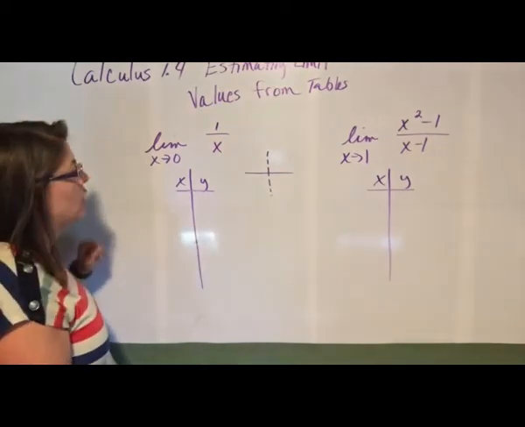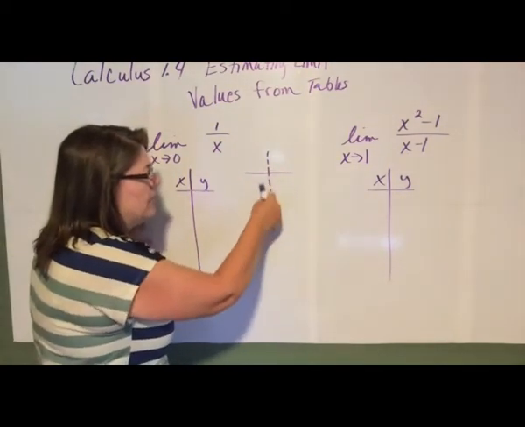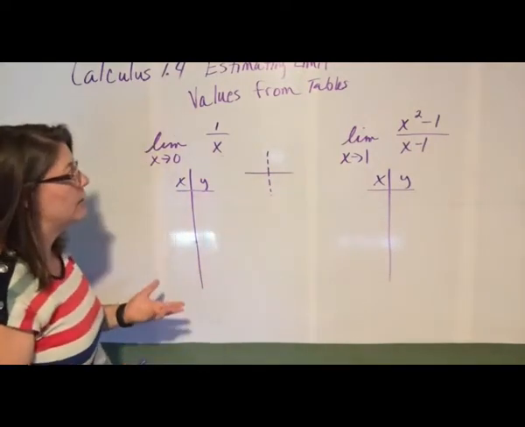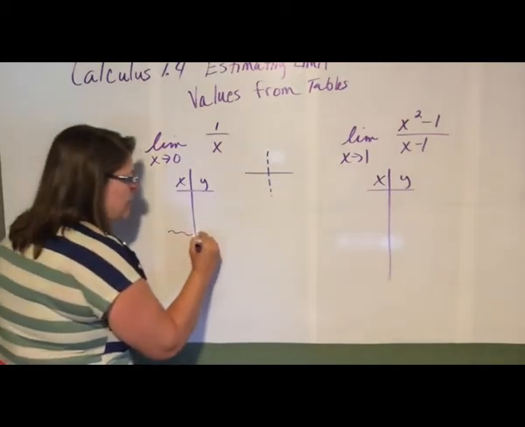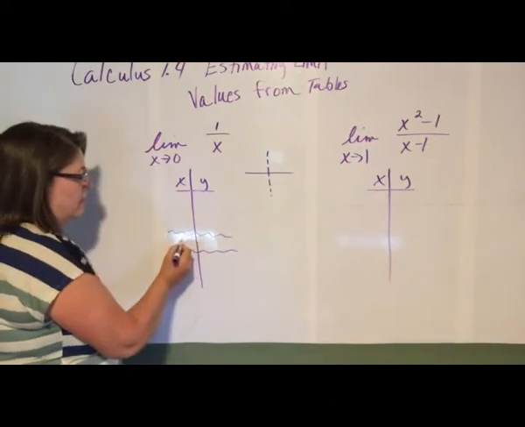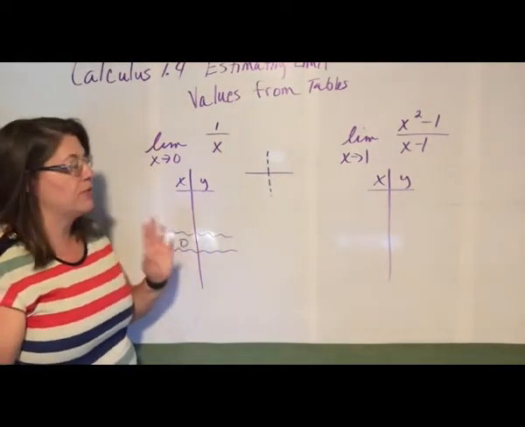So we need to know, well, is this thing going up in both directions? Is it going down in both directions? Is it going in opposite directions? We don't know what it's doing. So the only way to figure that out is to pick some positive numbers and some negative numbers on both sides of 0. So 0 is what we're going to approach from both sides.